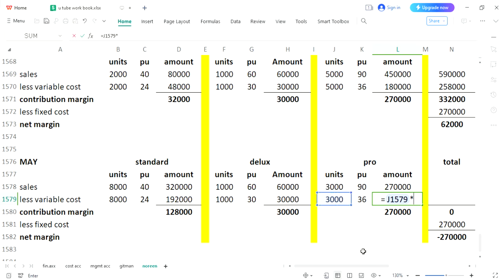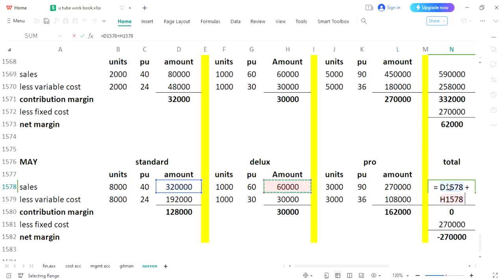It would be multiplied with per unit 36. So we have got variable cost for pro in the month of May. All individual calculations are completed, and we now can calculate the total selling price as a whole. For that, we will add all individual sales. First 3,20,000 sale of standard, then we will see the sale price of deluxe, we will add it, and then we will add the selling price of pro. In this way, by adding three individual selling prices, we will get total selling price.